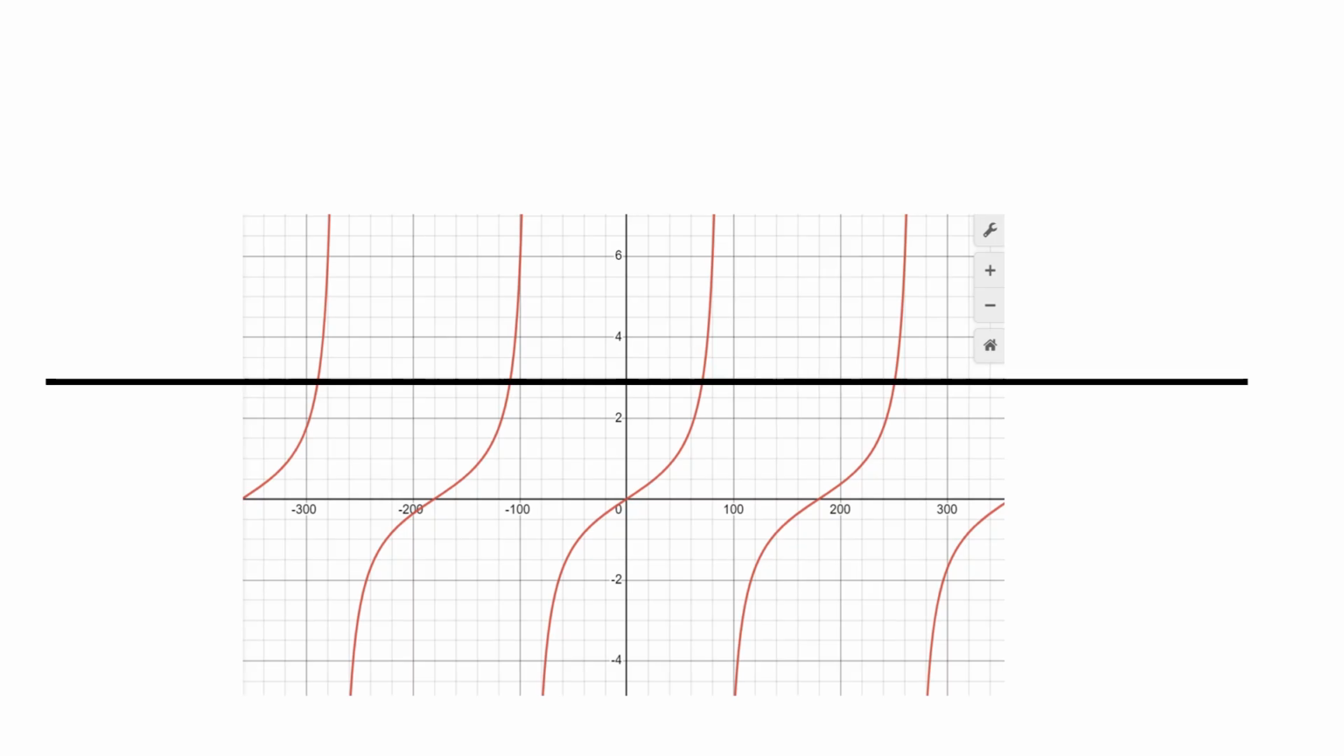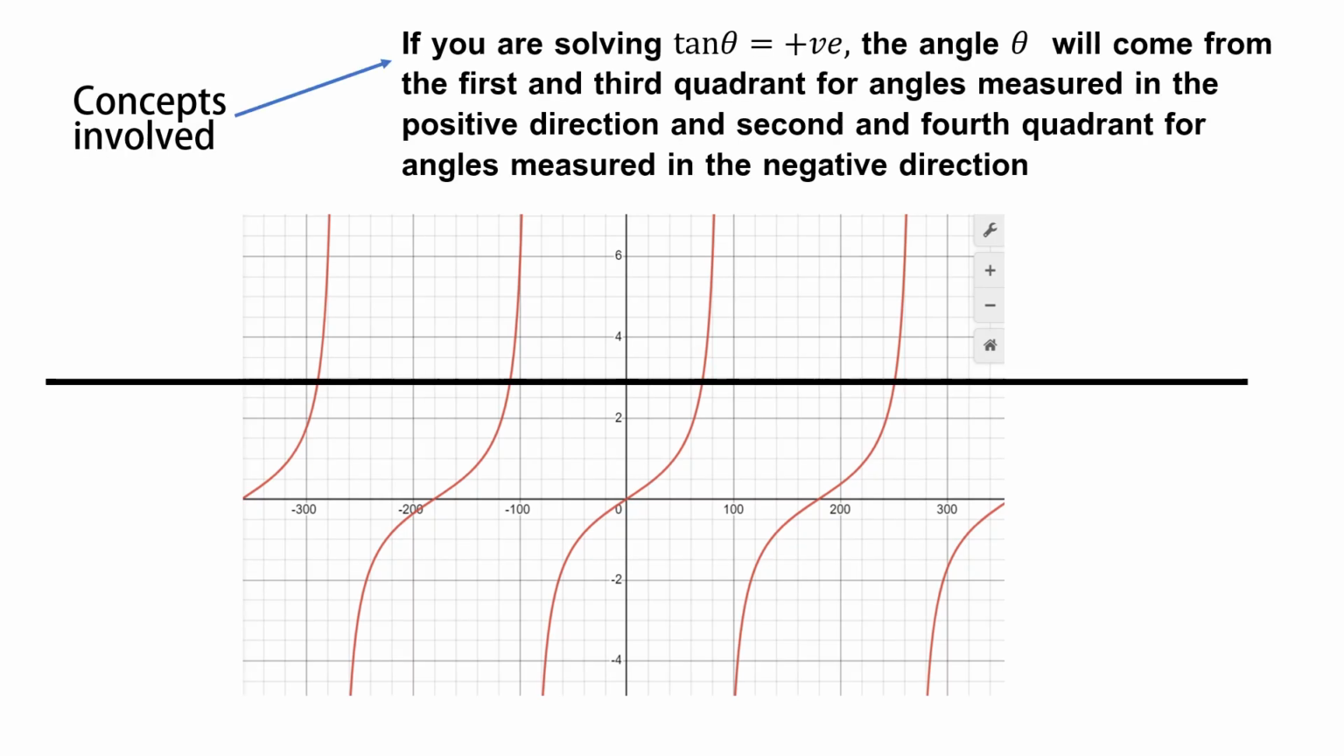Right, let's move on to the tangent curve. So if you're solving for tangent theta equals positive values, let's look at where the intersection points are. Right, so it will come from the first quadrant, or the third quadrant. For the negative one, it comes from the second or the fourth.